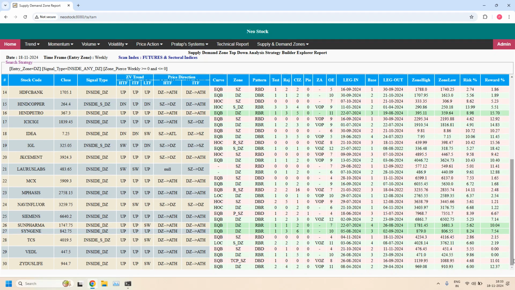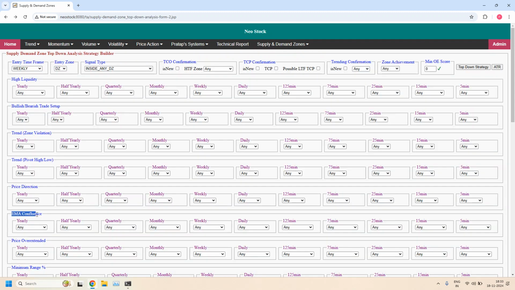In these weekly demand zones, how many stocks are having weekly EMA Confluence? They are high probability setup stocks. So in EMA Confluence, weekly time frame, weekly demand zone having weekly EMA Confluence. And EMA Confluence works only in the trending market, uptrend or downtrend. So in the zone violation trend at weekly time frame, I am selecting up or down, not sideways. So let me filter.